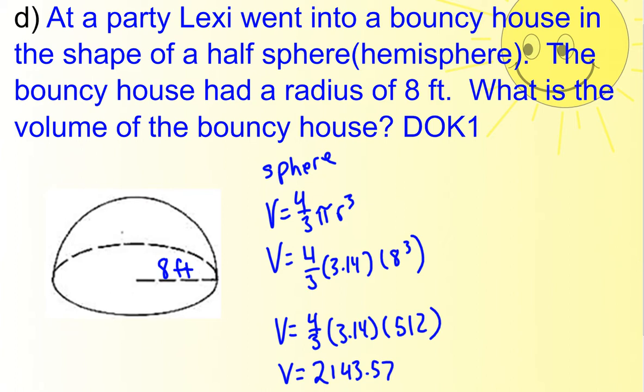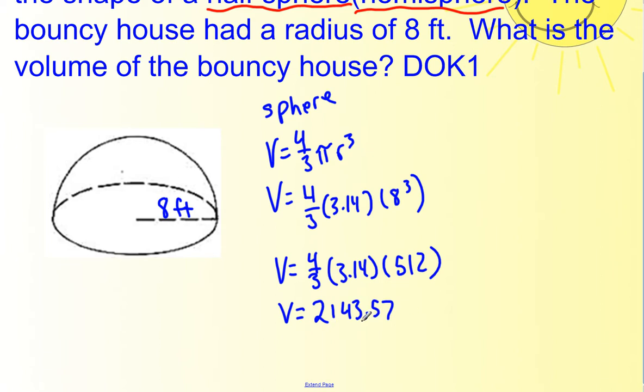If you are done and you did more than this, the reason why this is not the correct answer is it says this is a half of a sphere, a hemisphere. This formula is the formula for an entire sphere. If you imagine this being a whole sphere, then this formula would work. But because it's only half of a sphere, we need to take half of that volume. So if I just take this volume, divide by 2, that would be my final answer.